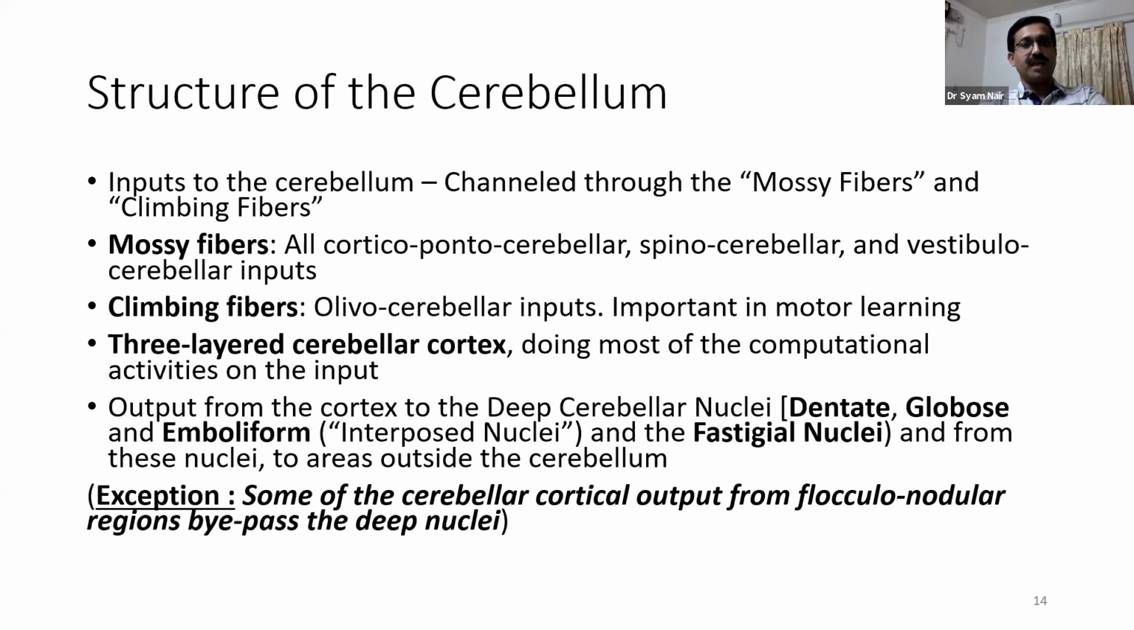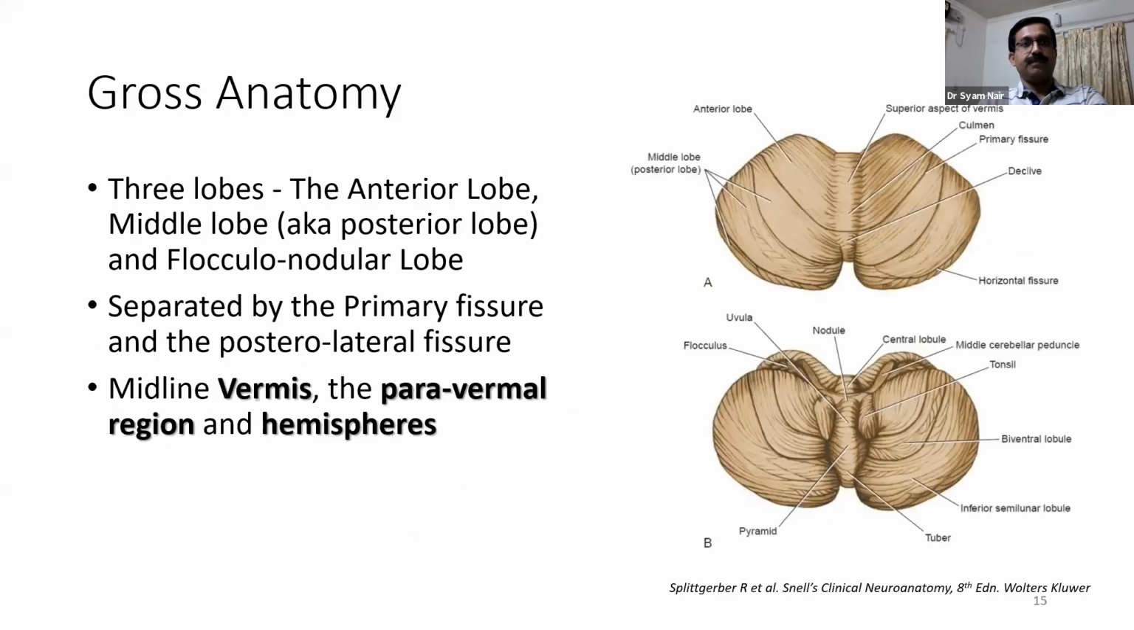And from these nuclei to areas outside the cerebellum, that is, the cerebellar cortical output from the Purkinje cell goes to the deep nuclei, and from the deep nuclei to the centers outside the cerebellum. There is an exception. Some of the cerebellar cortical output, particularly from the flocculonodular region, bypasses the deep nuclei and directly goes to the vestibular nucleus in the brainstem. That is the only exception. All other cerebellar output is channeled through the deep cerebellar nuclei.